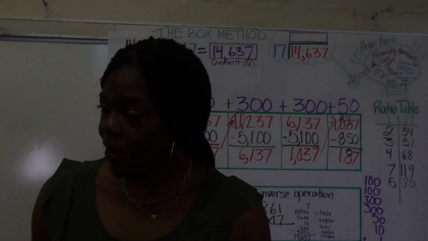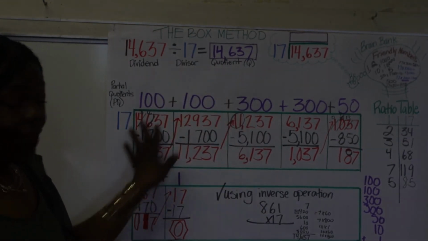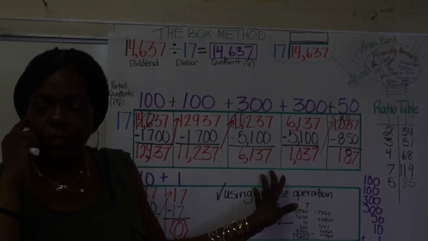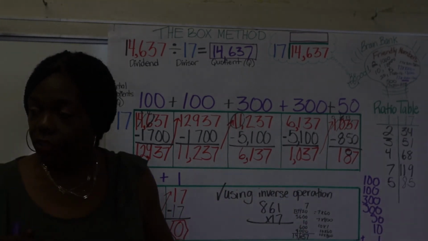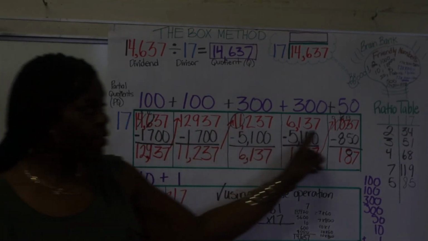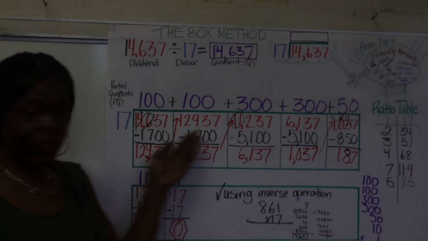What method were we practicing today? The box method, okay? And we know that this is just one strategy that we can use to divide. It does not matter how big this number is, as long as we know how to use friendly numbers and make a ratio table, we can divide anything, yes?